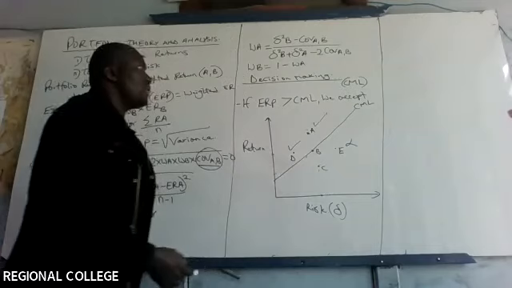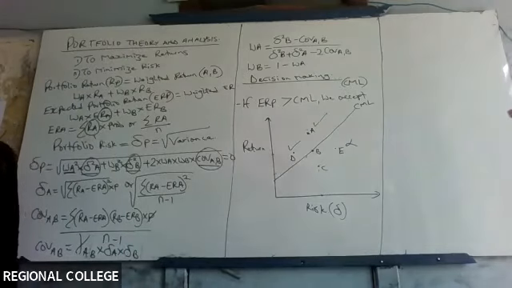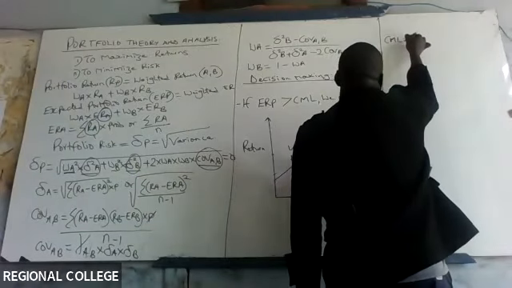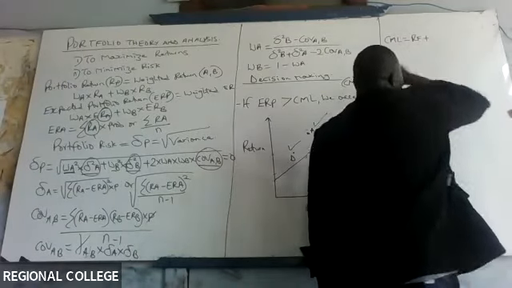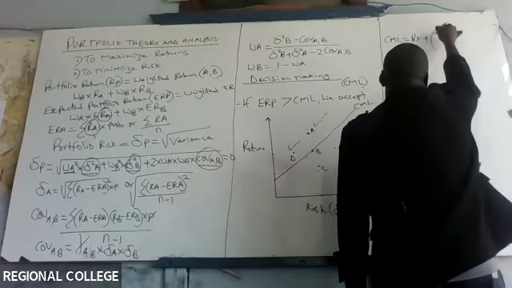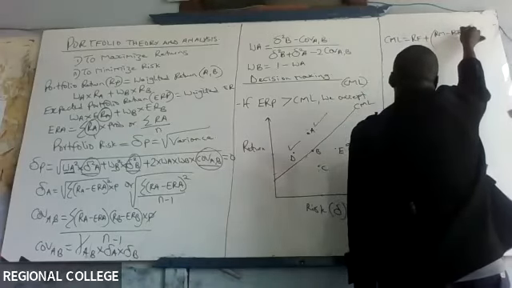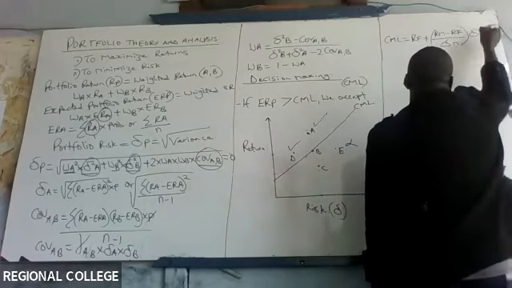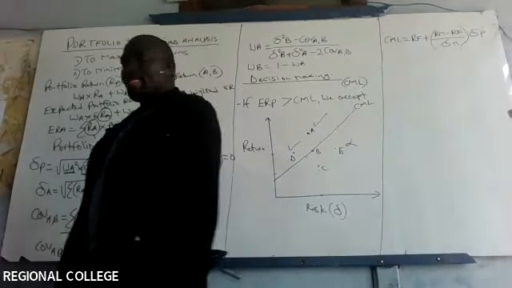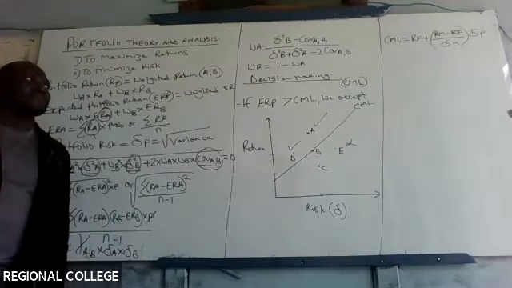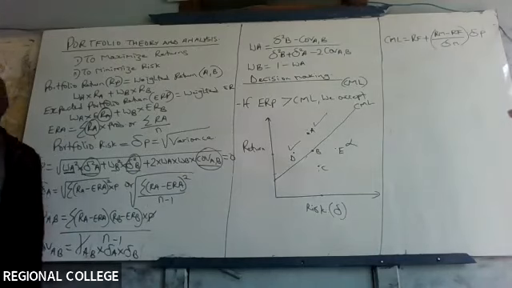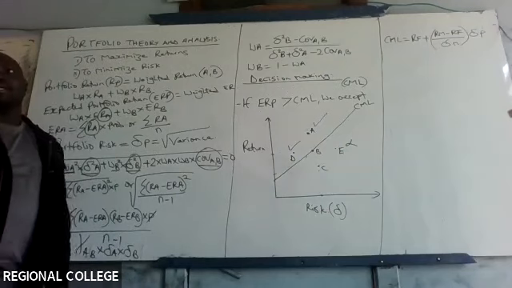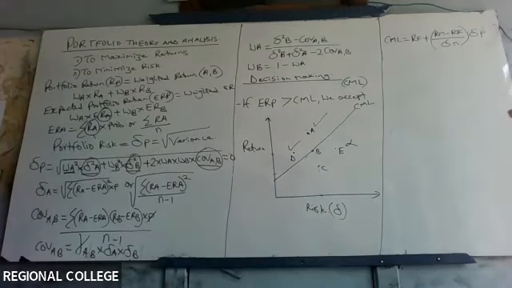Let's give the CML formula. CML equals RF plus RM minus RF divided by the standard deviation of the market times the standard deviation of the portfolio. Let's not derive that so much. I check them more in the notes.